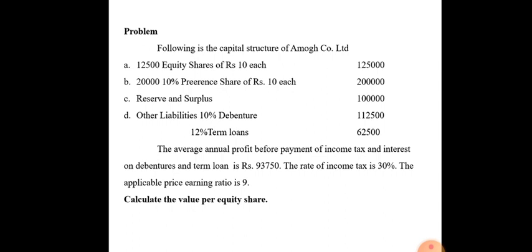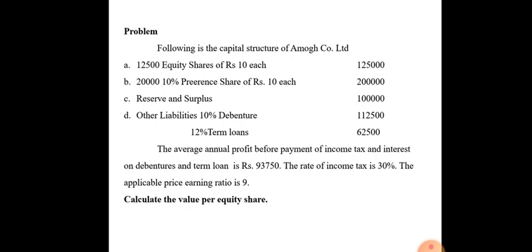Now first of all we have to calculate the profit available to equity shareholders. The profit given here is 93,750, before paying income tax and the debentures and loan interest. All these things we have to deduct. Now see, one by one, how to deduct them.